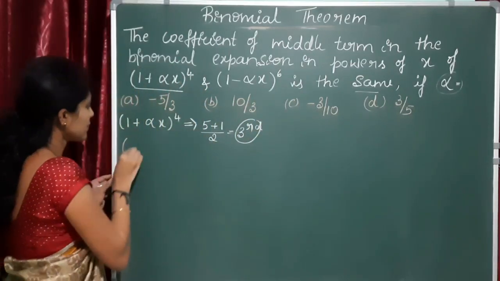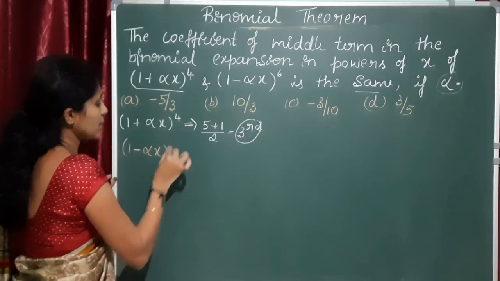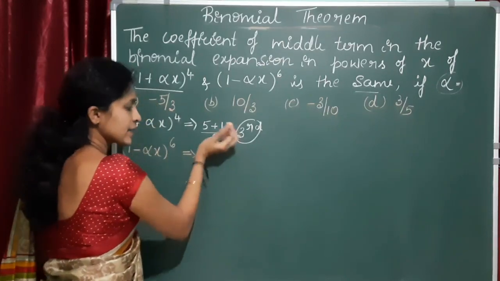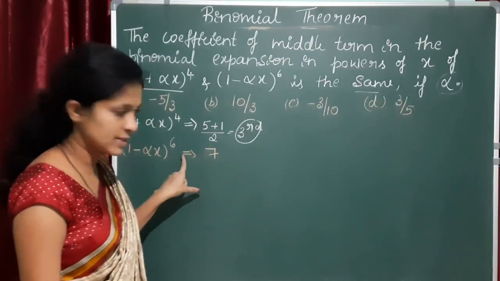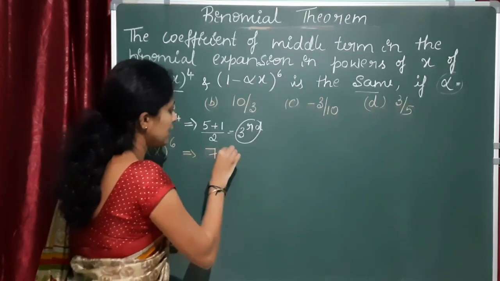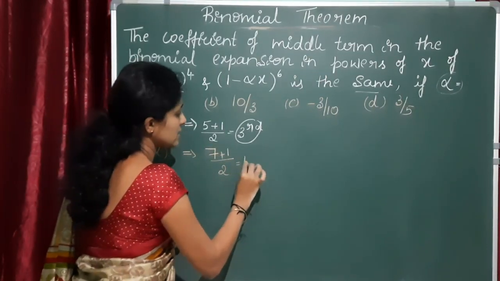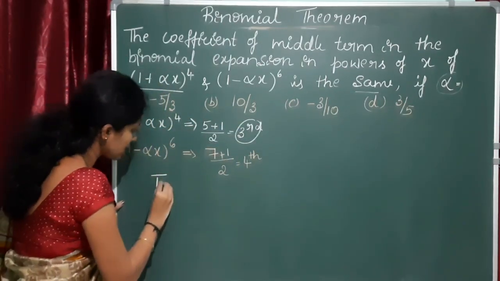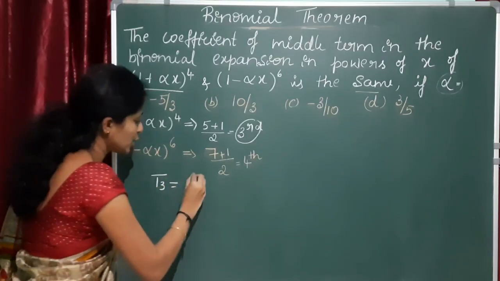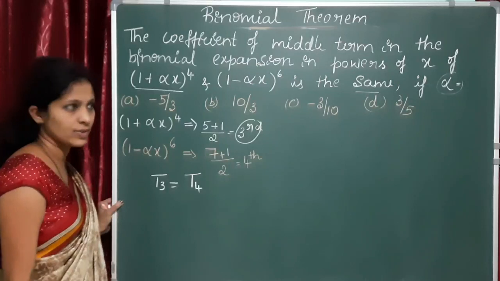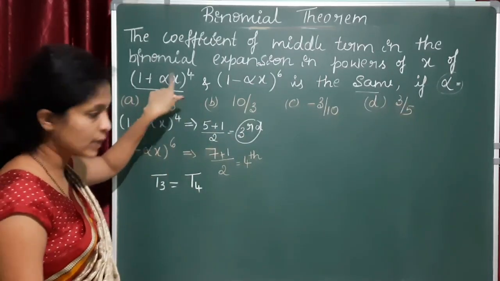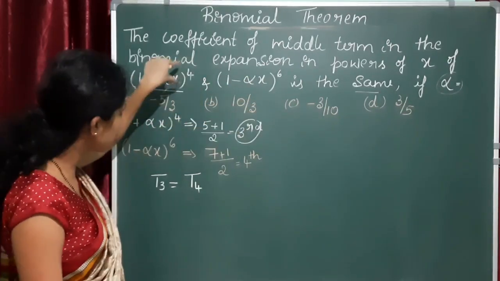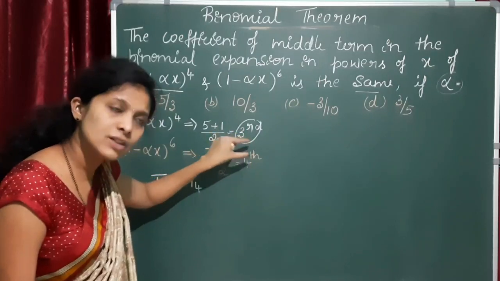Similarly, we'll take the second one. (1 minus alpha x) whole to the power 6. So the number of terms are 6 plus 1 will be 7, right? So number of terms 6 is there, so 1 more than that, 7. To find the middle term, plus 1 divided by 2. So this is nothing but fourth term, right? So by this we can say that T3 in the first expansion is equal to T4 in the second expansion, because third term will be the middle term of the first one and fourth term is the middle term of second one.